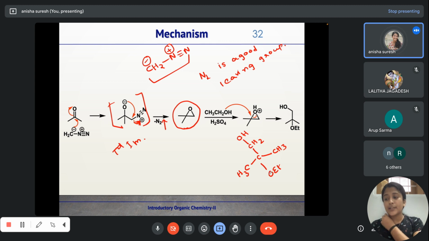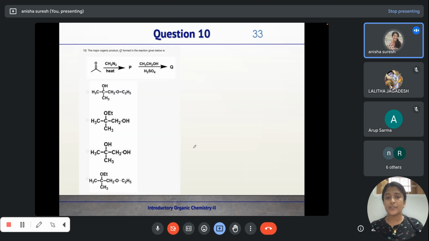The mechanism is clear to everyone, right? I think this is the only tricky mechanism in this whole problem set that we are discussing. Any doubts regarding this question? Any doubts regarding the mechanism? No, ma'am. Okay. So the correct option will be option B.